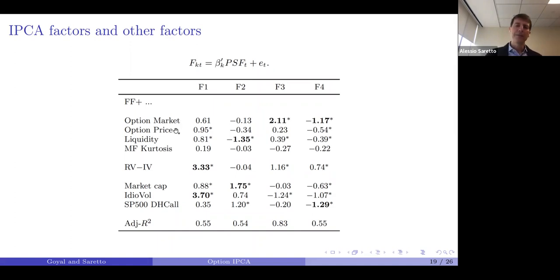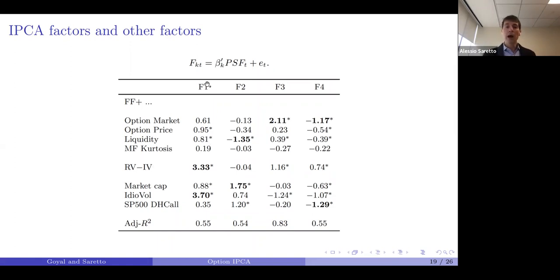Okay, the first block here is basically Turan's model. This block here is Aurelio's model. They share an RV minus IV factor, although it's constructed in a slightly different way in the two papers. Here I think we are including Turan's version, the double sorted a la Fama and French. But again, they're very, very close.